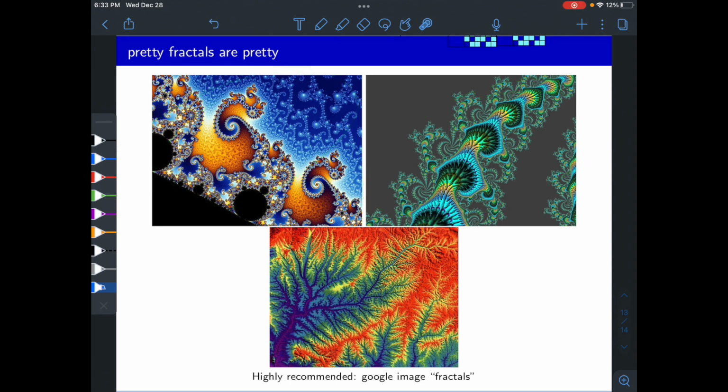And yeah, fractals, there's a lot to know about them. There's a lot that you could do with them. They're just a really pretty, really cool thing.